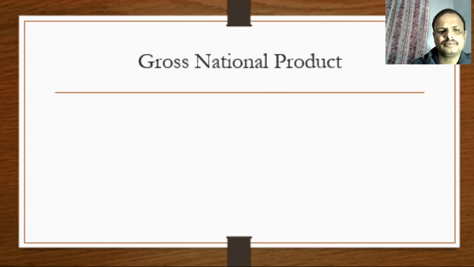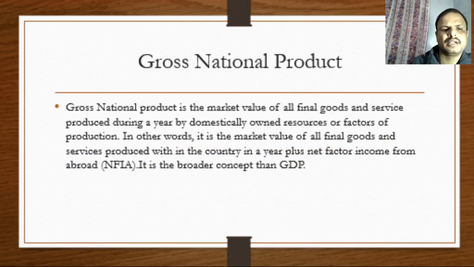Now we talk about gross national product. Gross national product is the market value of all final goods and services produced during a year by domestically owned resources or factors of production. In other words, it is the market value of all final goods and services produced within the country in a year plus net factor income from abroad. That is NFIA.